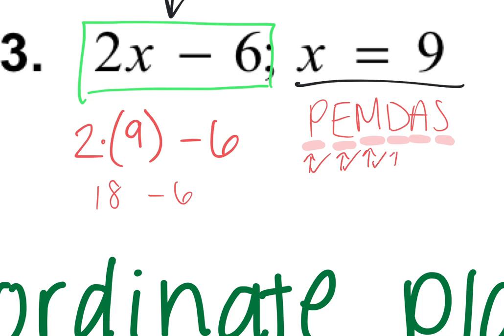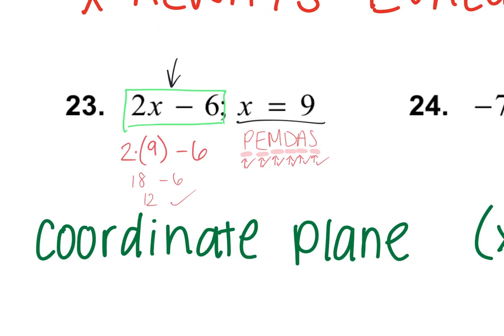Is there any division? Nope, there's no division, so we're done with division. Is there any addition? Nope. And subtraction. So now we finally subtract. There is subtraction here. So we have 18 minus 6, which gives me 12. We're done. Okay? All right, let's do another one.